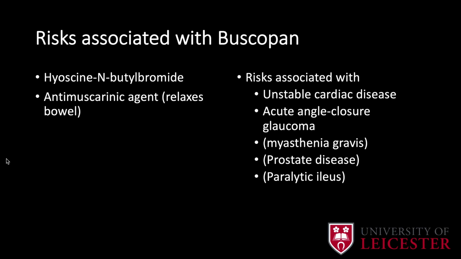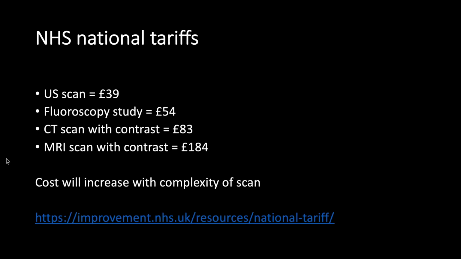In some patients where we want to image, let's say, the bowel, we can do a CT colonogram where we introduce a urinary catheter through the back passage of the patient and we insufflate CO2. We want to relax the bowel, otherwise this would be a really, really painful investigation, and we would give the patients Buscopan, which is an anticholinergic agent. And obviously you need to be aware of risks associated with that. And this would be unstable cardiac disease, glaucoma, myasthenia gravis, and so on.